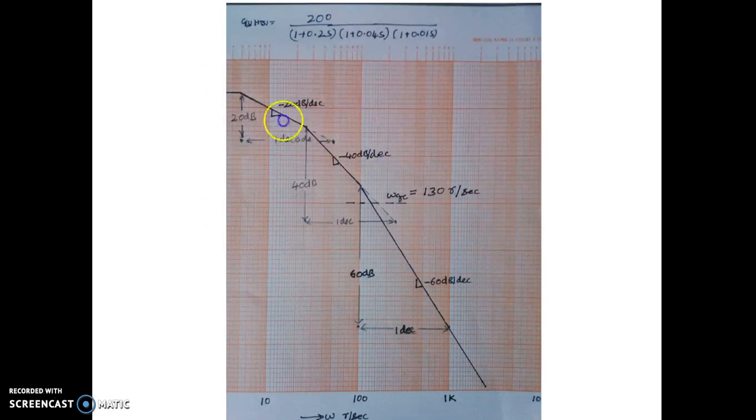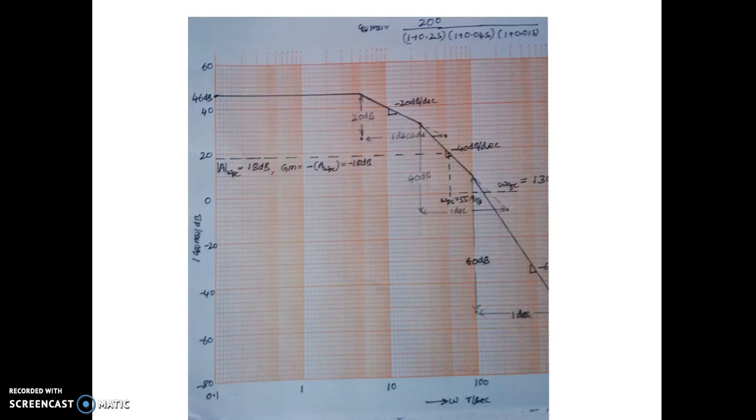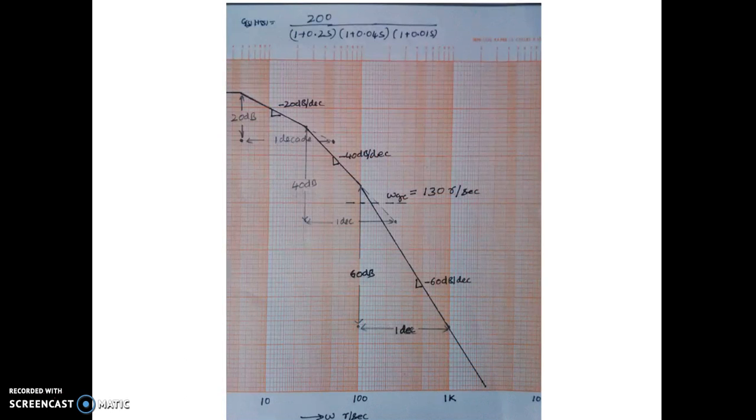So you can see this line corresponds to 100 radian per second. At 100 the slope again comes down by 60 dB over 1 decade. If I join this point and this point, it's a minus 60 dB per decade slope. This way we can complete the magnitude plot of the transfer function.